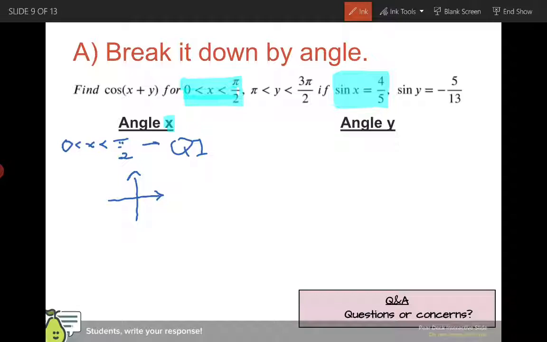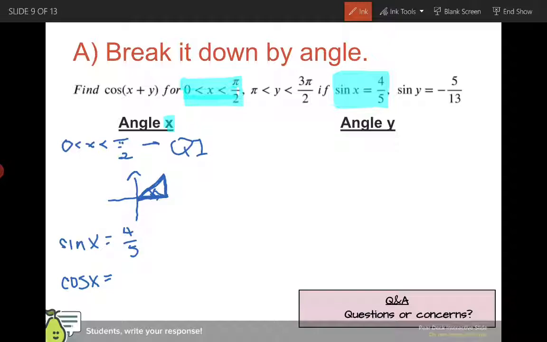The second thing I know is that the sine of angle x is 4/5. That is part of the sum and difference identity. You do need the sine, but you also need the cosine. So, when in doubt, draw it out. Draw me a triangle in quadrant 1. This angle here is angle x.